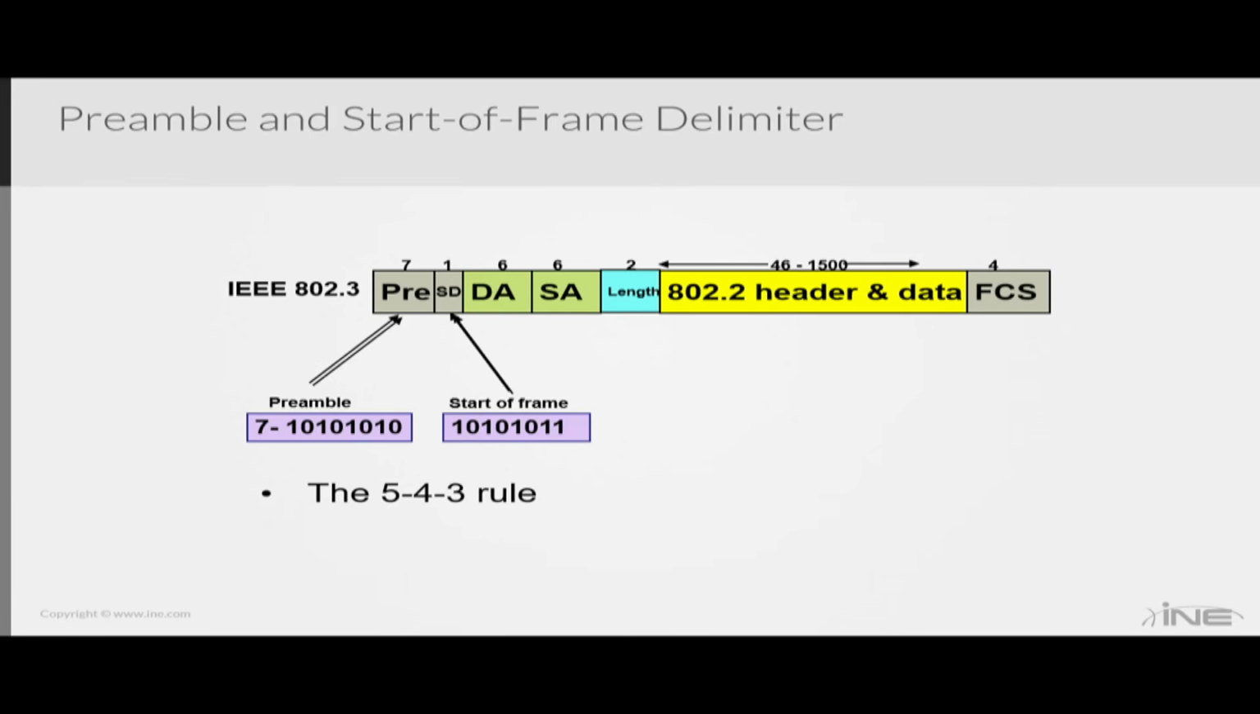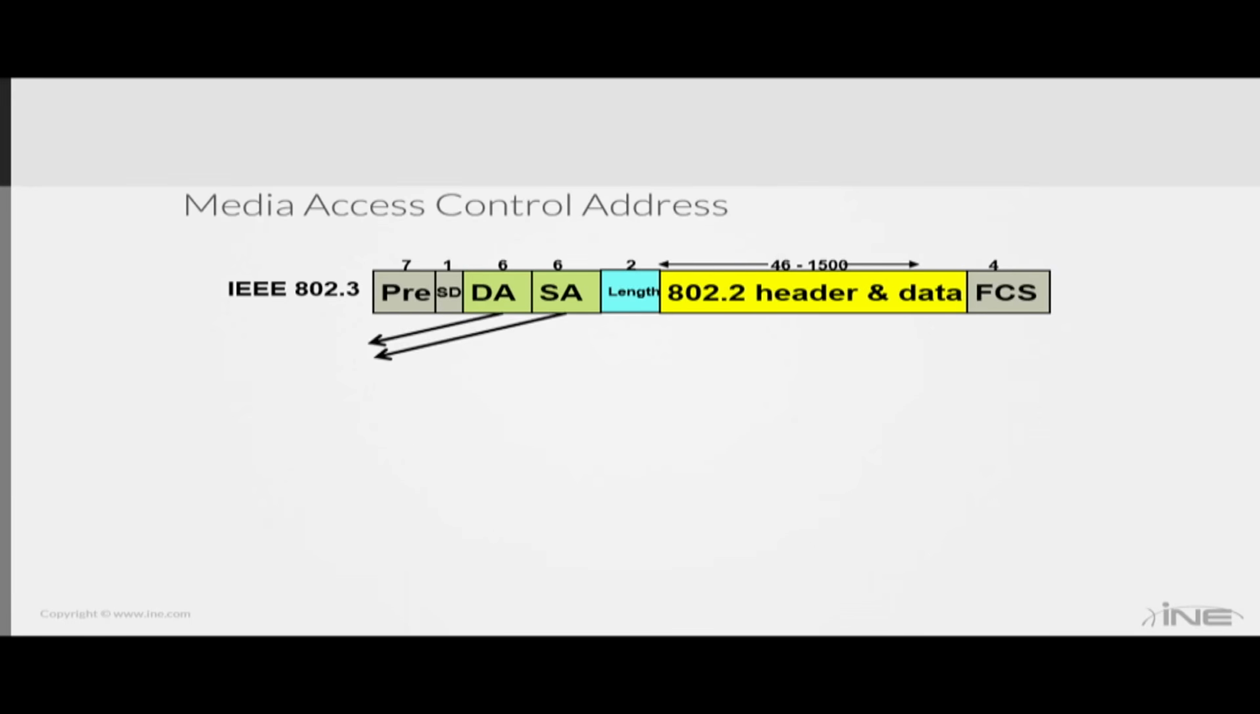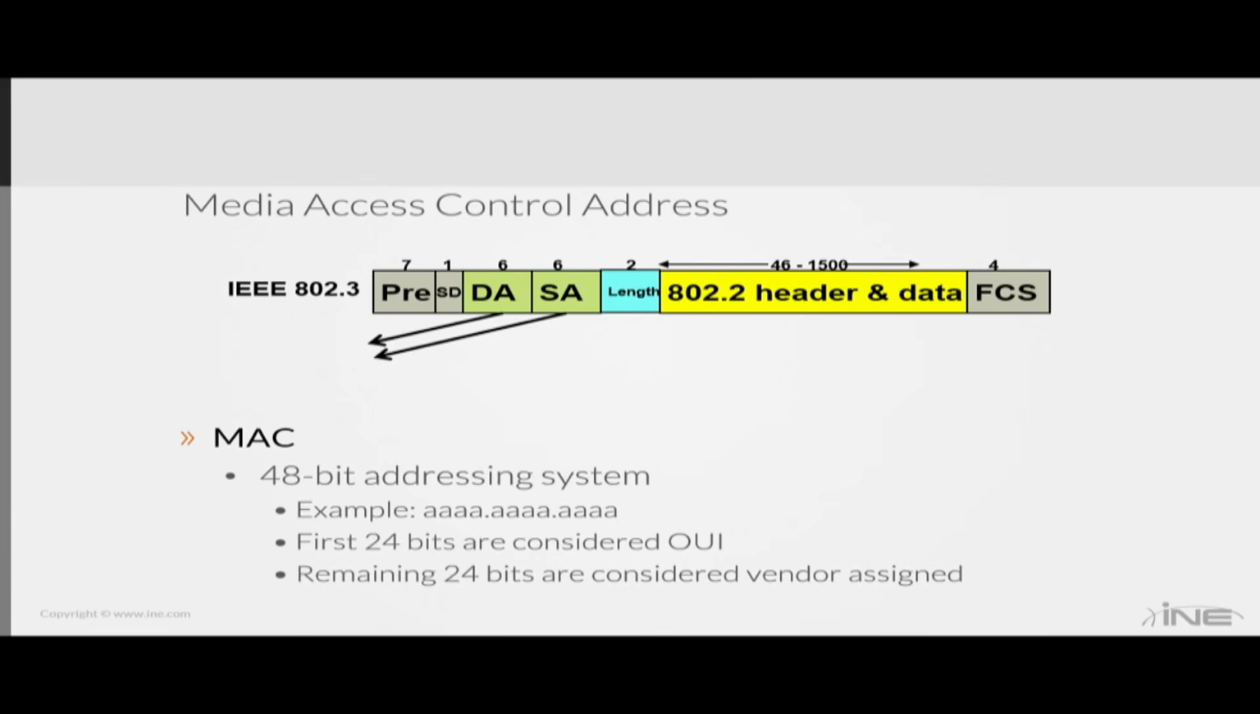The next field, actually the next 2 fields, go into something called the addressing fields, which is what's called a MAC address.